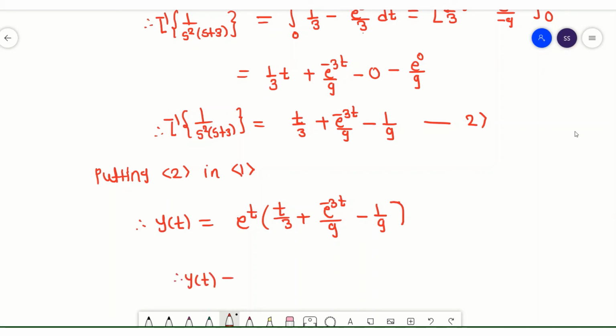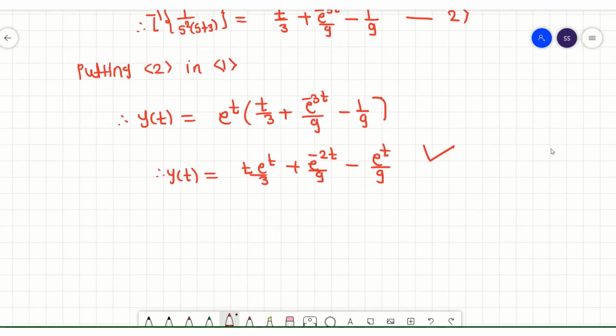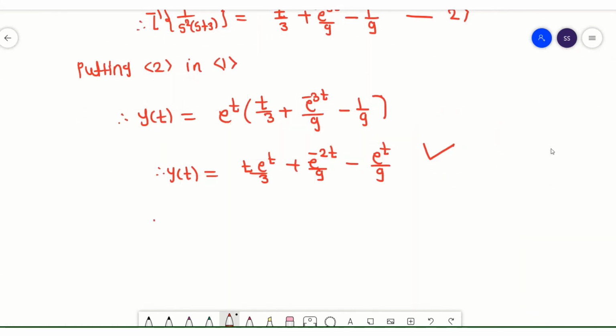y of t equals t e to the power t divided by 3 plus e to the power minus 2t divided by 9, and the last term is e to the power t divided by 9. That is the required answer. You can verify your answer by putting in the given conditions. The first given condition is that y of 0 equals 0.